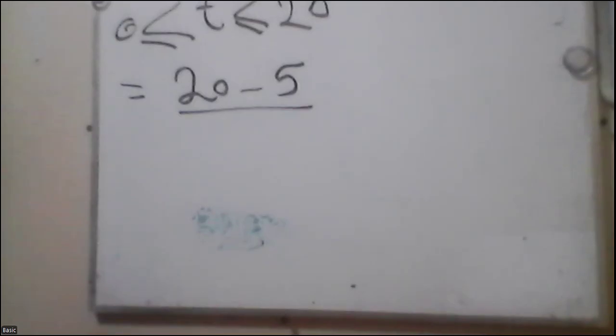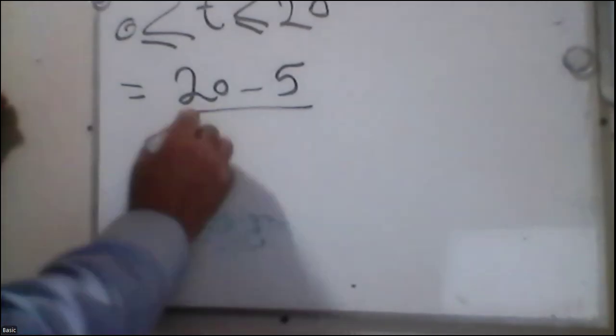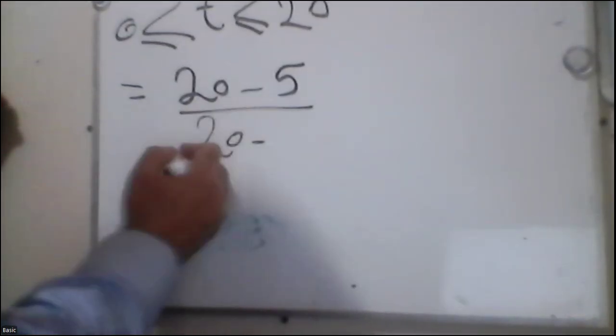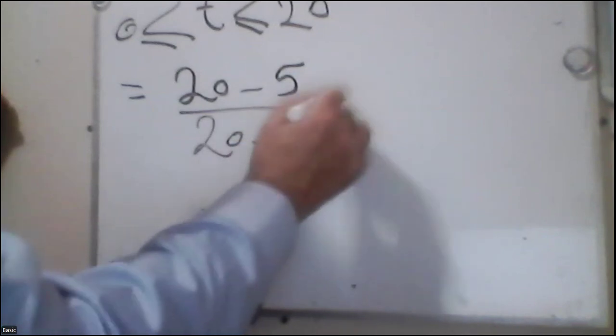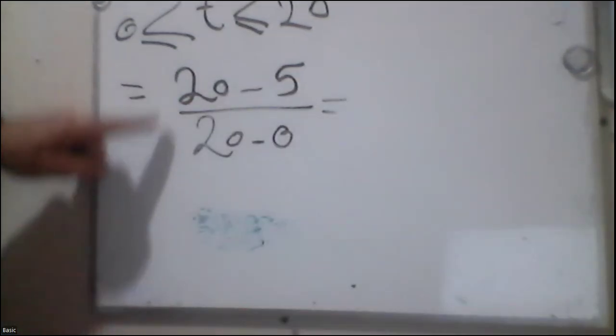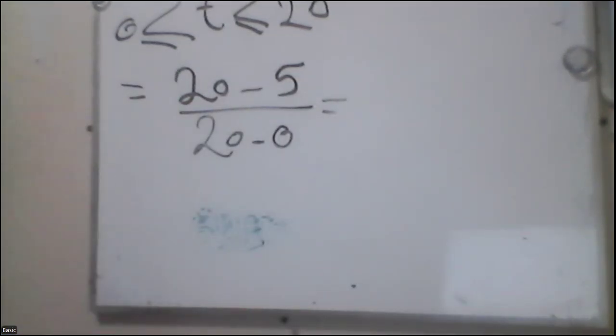Divided by, again, I will go to the example. The interval is from 20 to 0. The interval is from 20, means after 20 years, to 0, the current year. So I want to see the change which happened in this 15 years, or in this period of time.